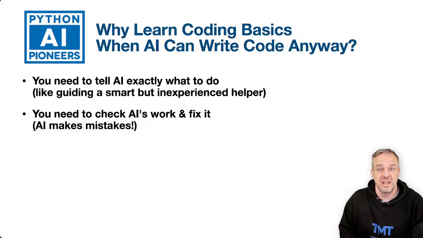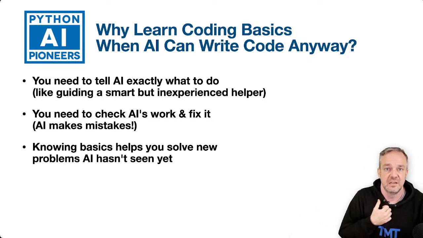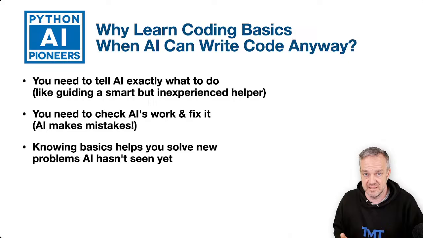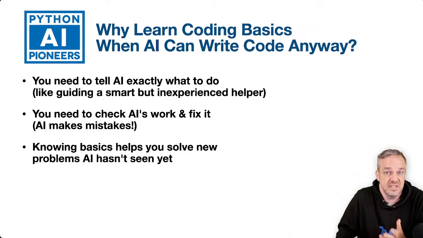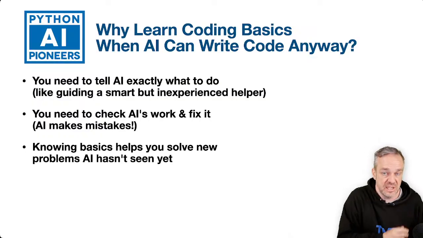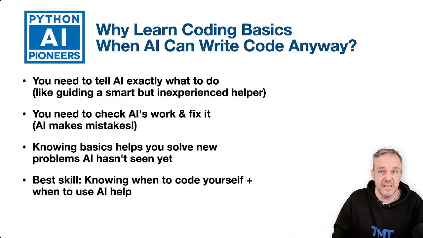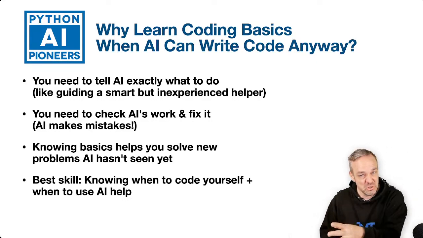And the third thing is knowing the basics helps you solve new and tricky problems that AI can't handle. AI has been trained with training data, so it's great with common tasks it has seen before. But when you have a unique idea or a complex problem, you need your own understanding to guide the process. So the most valuable skill today isn't just coding, or just using AI, it's knowing how to use both together effectively. And in Python+AI Pioneers, I teach you exactly that: to use AI as your powerful assistant while you stay in the driver's seat with strong foundational knowledge.